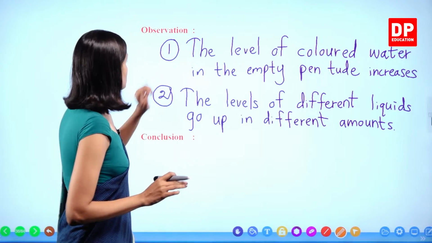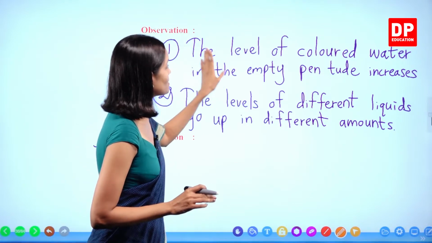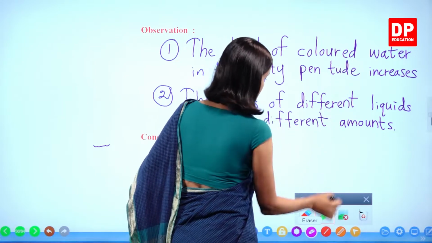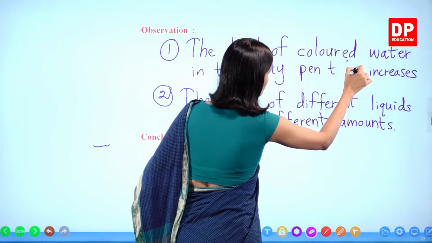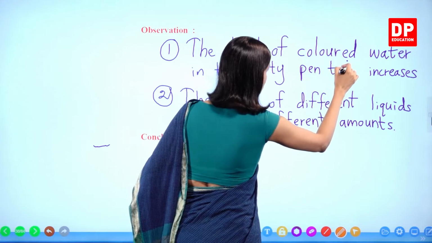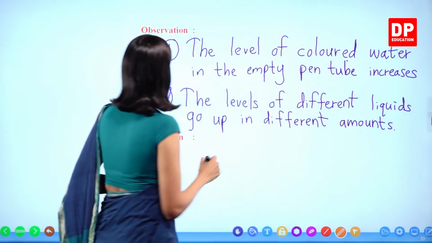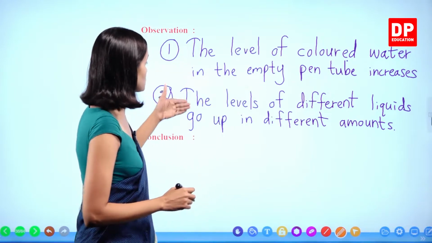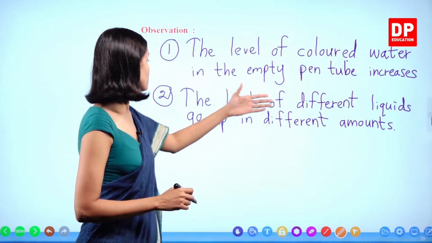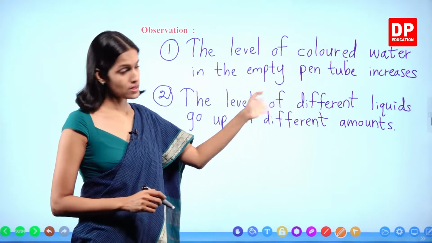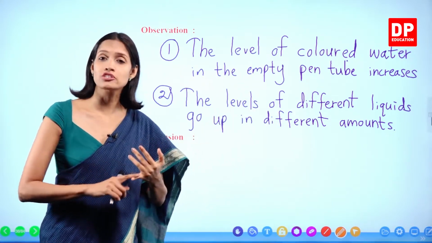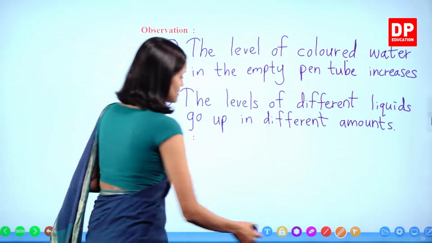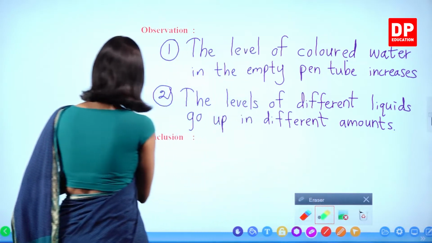Okay. So the first one, the level of colored water in the empty pen tube increases, or goes up. The second one, the levels of different liquids go up in different amounts, in the second activity, when we used coconut oil, kerosene and colored alcohol. Okay? Right. We'll write next.